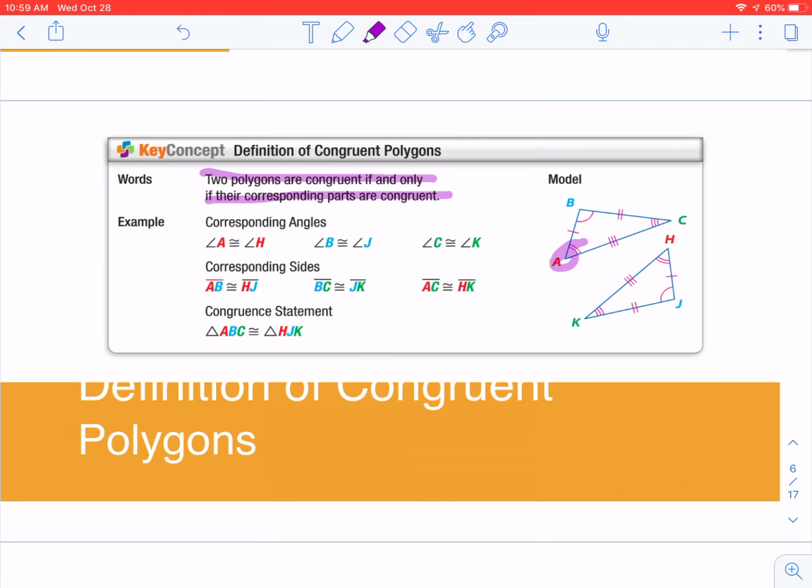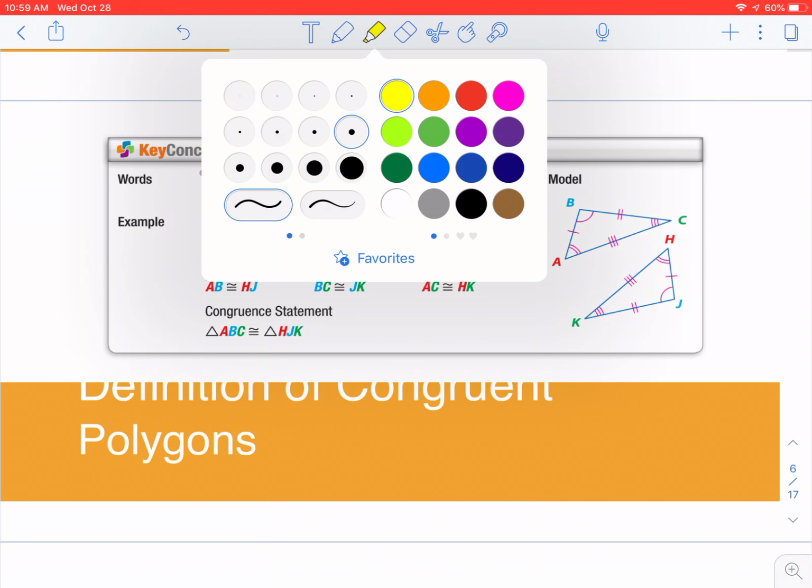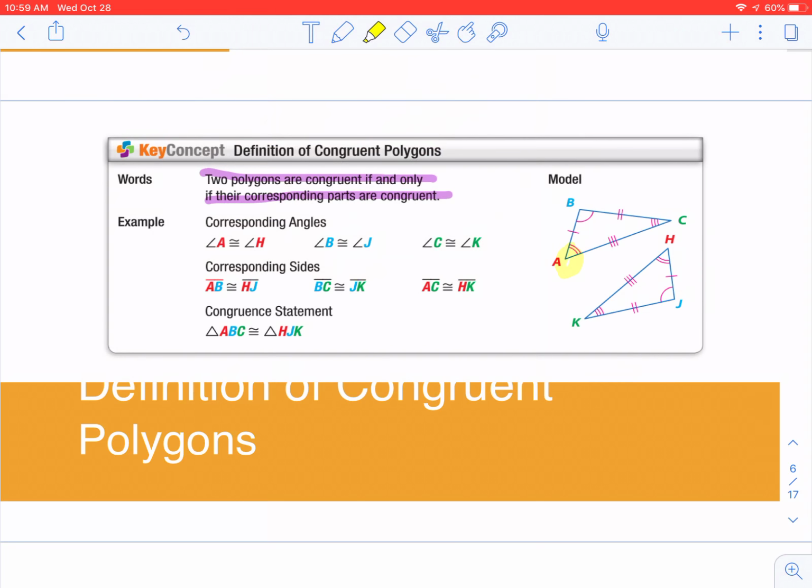If I look at angle A right here, we'll use a different color. So here's angle A. Angle A, you'll notice, has two congruent marks and is congruent to angle H. They're not always in the same place if the triangles are maybe spun around. If we're looking at angle B, it is congruent to angle J. They each have one mark. So on and so forth.